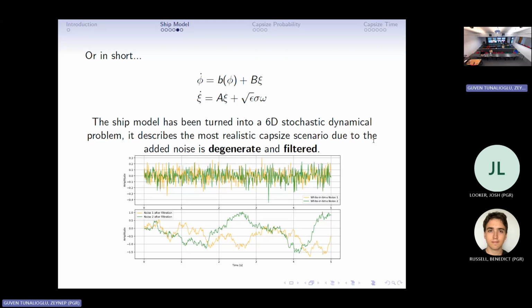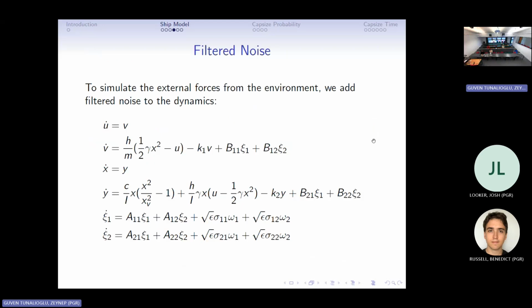less sharp and smoother. So here we see that the dynamics of the ship has the first four, u, v, x, y, from the ship itself, and two more, psi1 and psi2, for the added filtered noise, which helps make this overall question a 6-degree ODE.